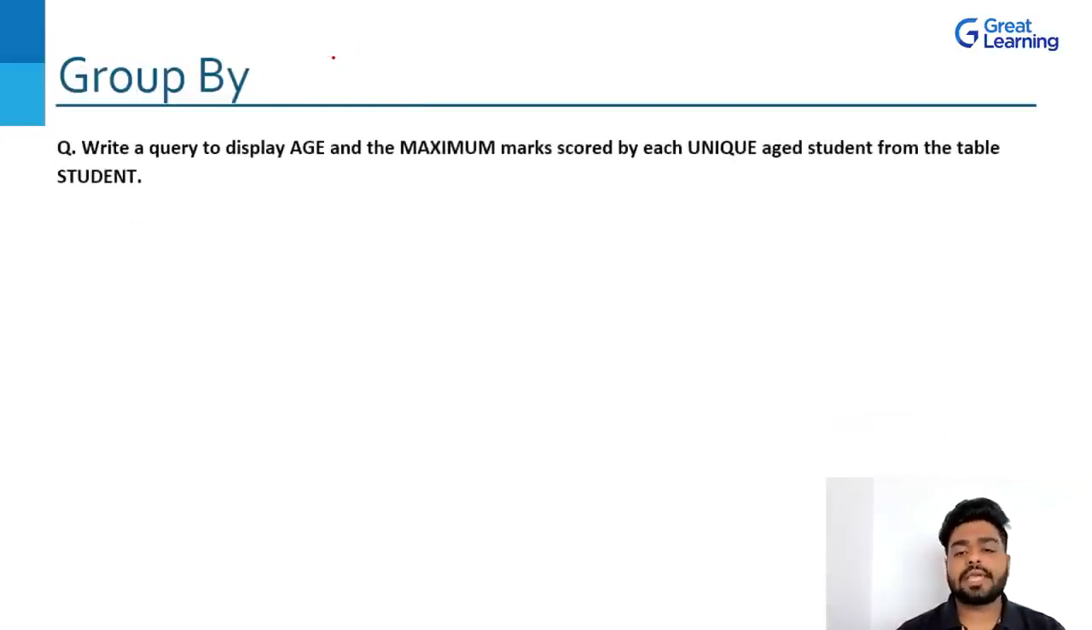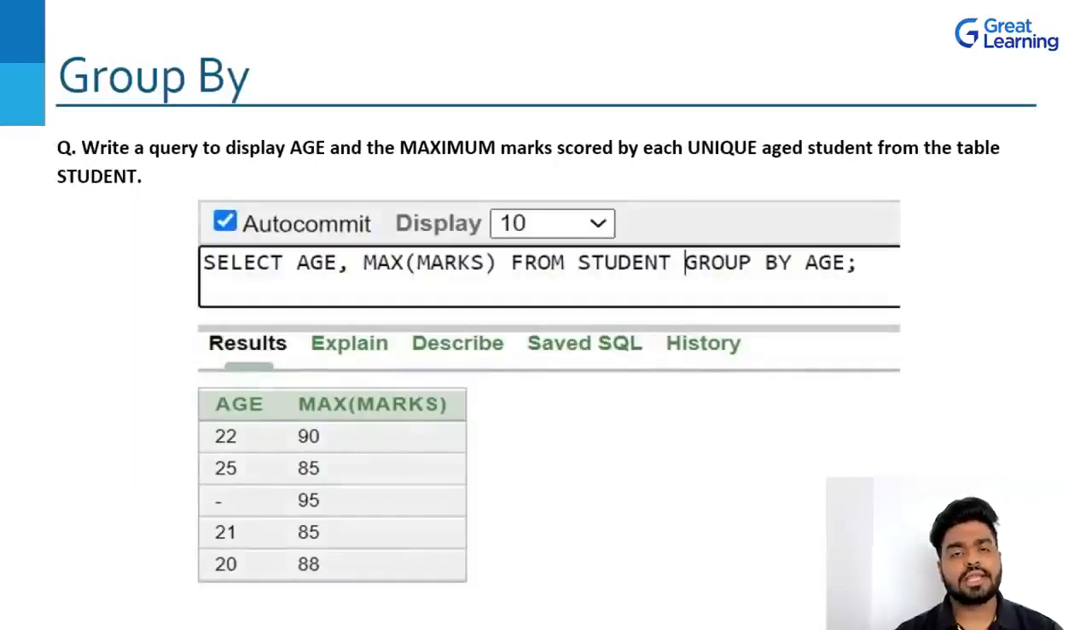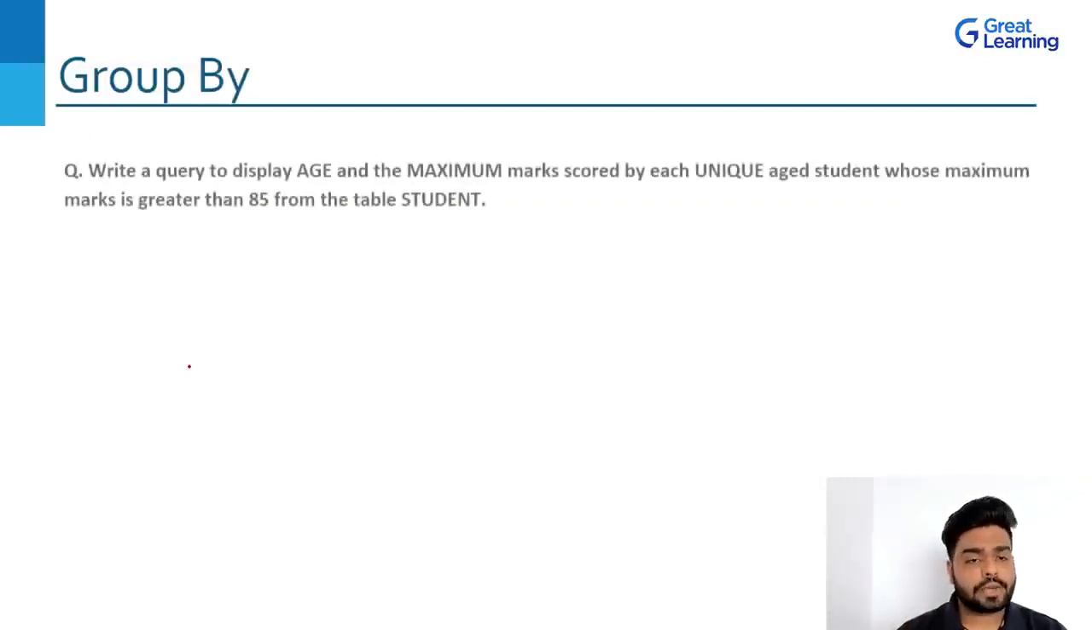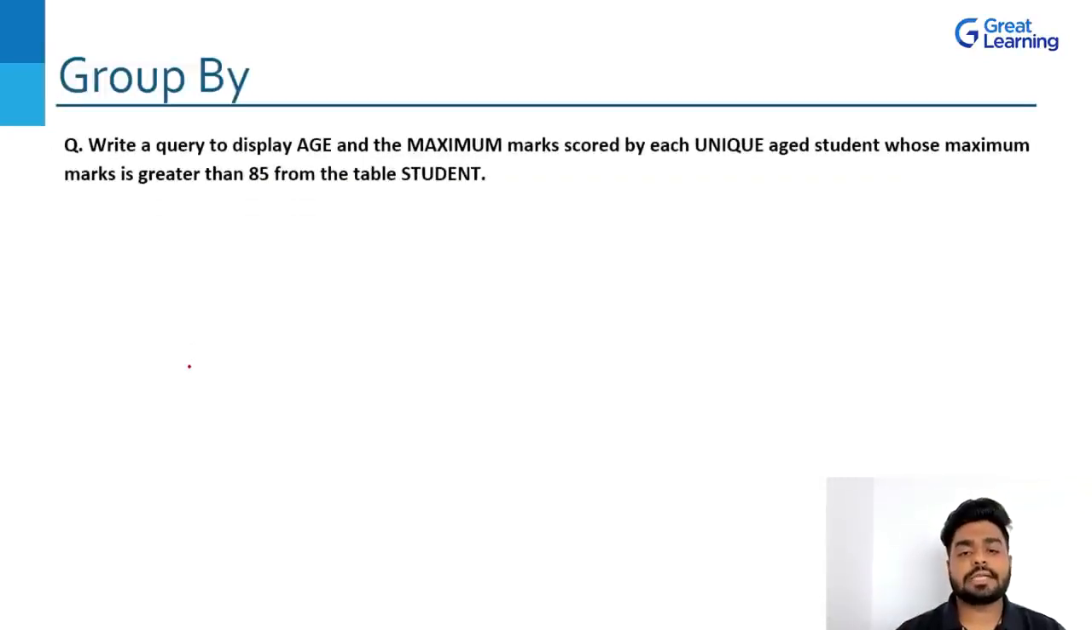Next, write a query to display age and the maximum marks scored by each unique age student from the table student. Same kind of question, just twisted. Select age, max marks from student group by age. We are getting the maximum marks, not the minimum marks this time. Okay, write a query to display age and the maximum marks scored by each unique age student whose maximum marks is greater than 85 from the table student.